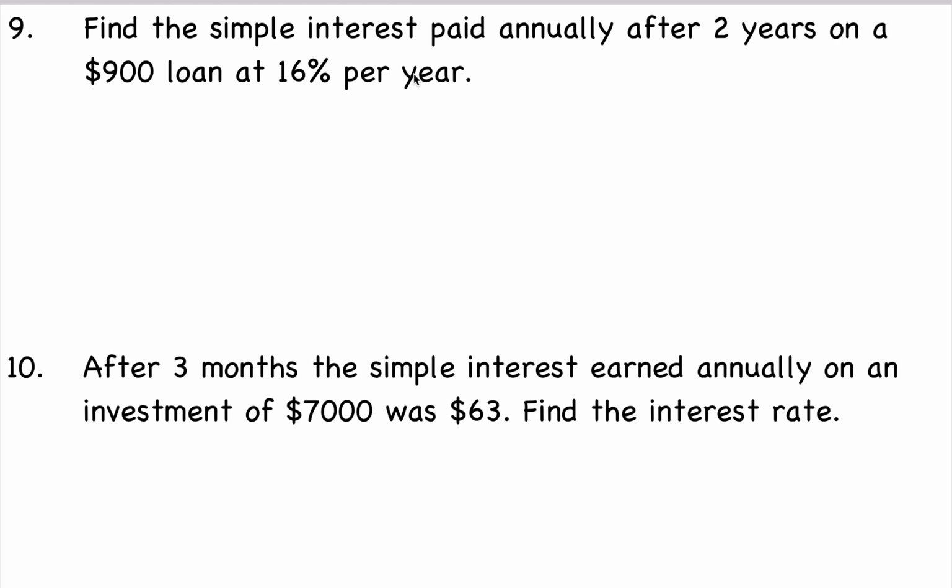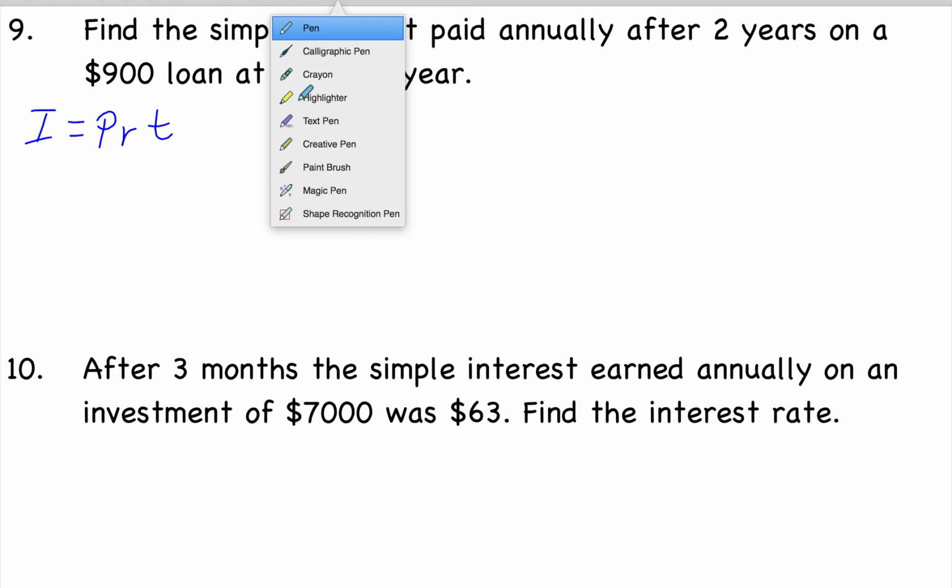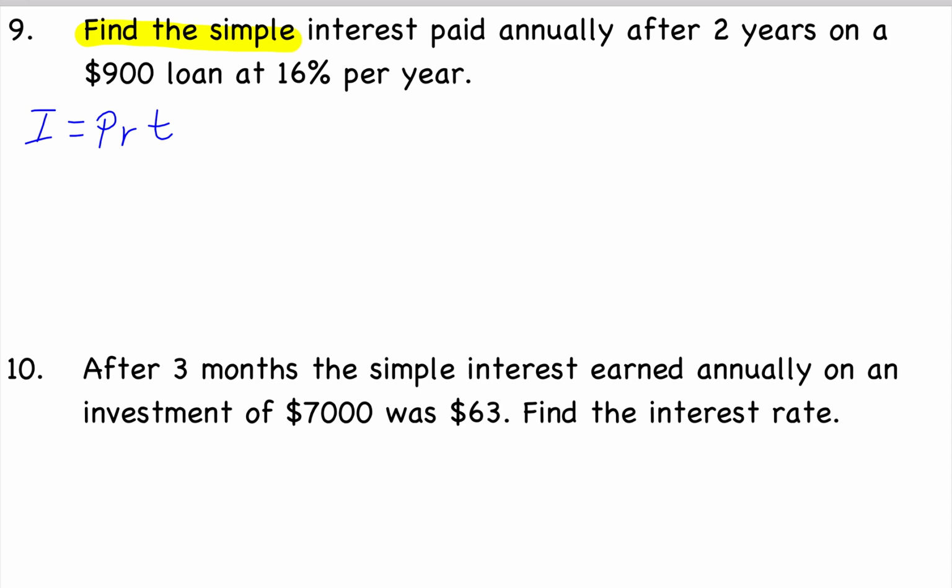So this one says find the simple interest paid annually after 2 years on a $900 loan at 16% per year. So we want to start by writing our formula. I equals PRT. Okay, now let's just substitute what we know. The interest is what we're looking for. Find the simple interest. So that's the first thing you want to do: identify what you're looking for. Then we're going to fill in what we know. So we don't know I, that's what we're looking for.